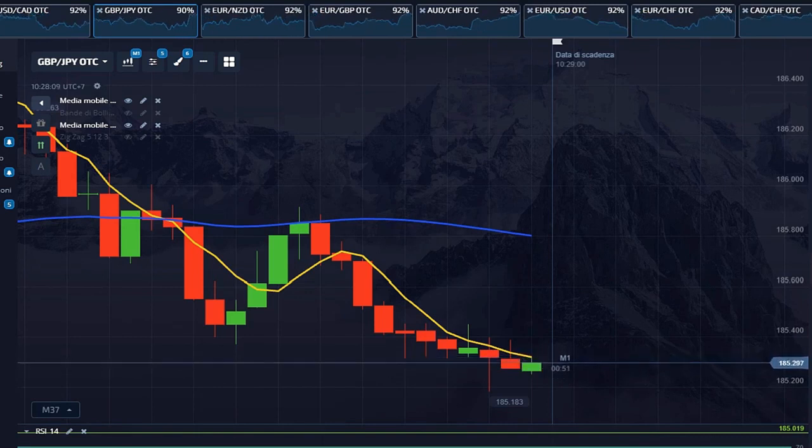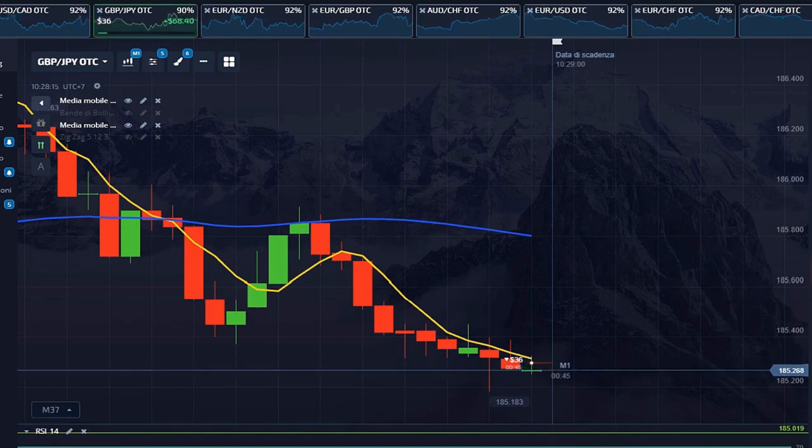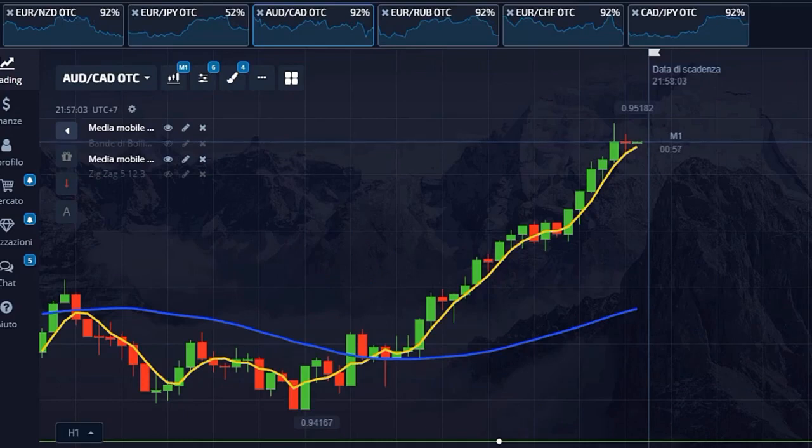As soon as the candle reaches the vicinity of the 7 moving average yellow curve, the position is opened. The trade will expire at the close of the candle. If there are less than 30 seconds left until the close, you will not enter.